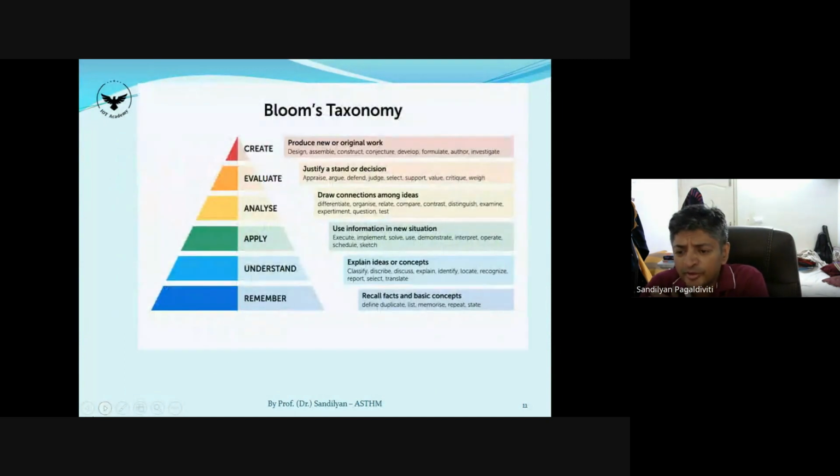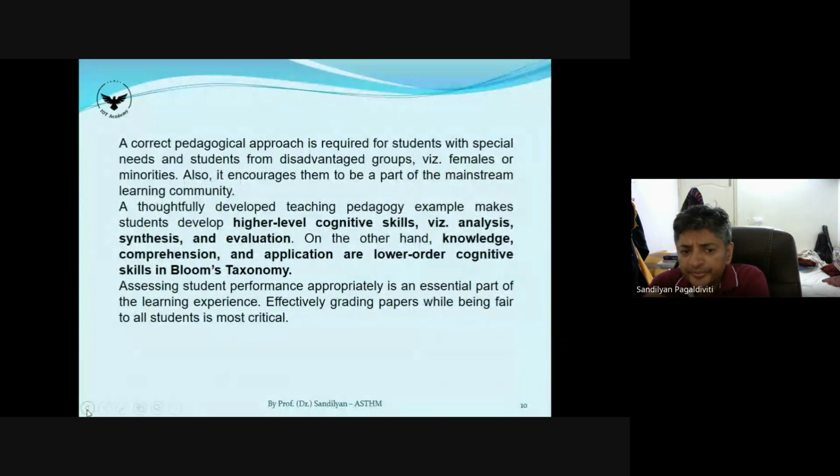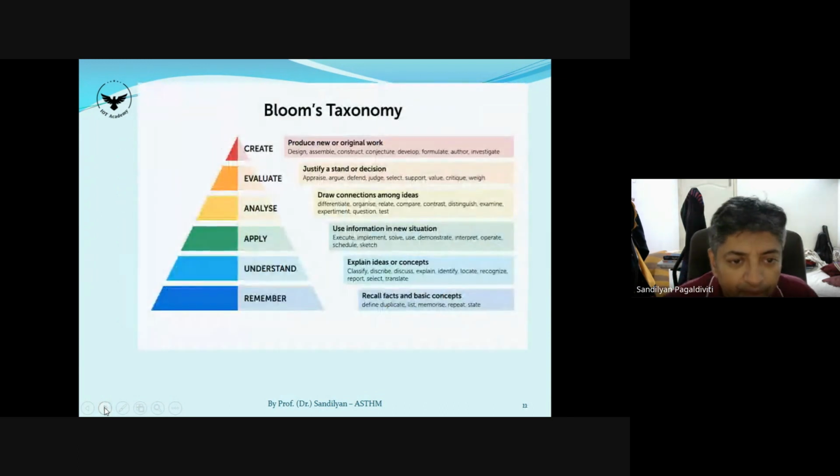Assessing a student's performance is also very important. And if you are fair in your grading process, you will find a lot of respect from the students. You should be very transparent and fair in your evaluation process. This is very critical. Next one.